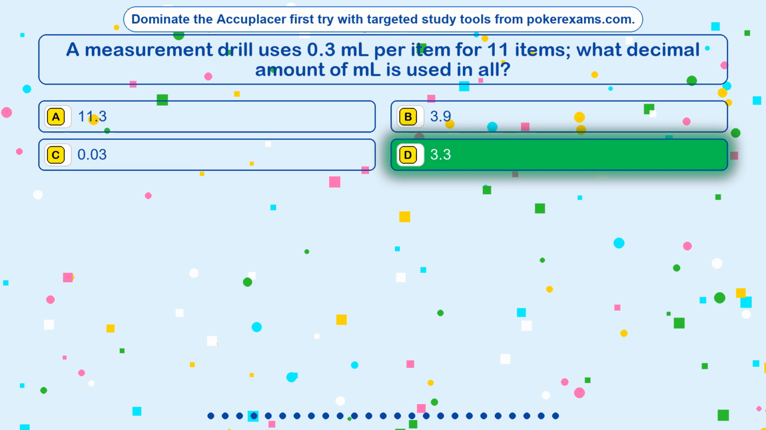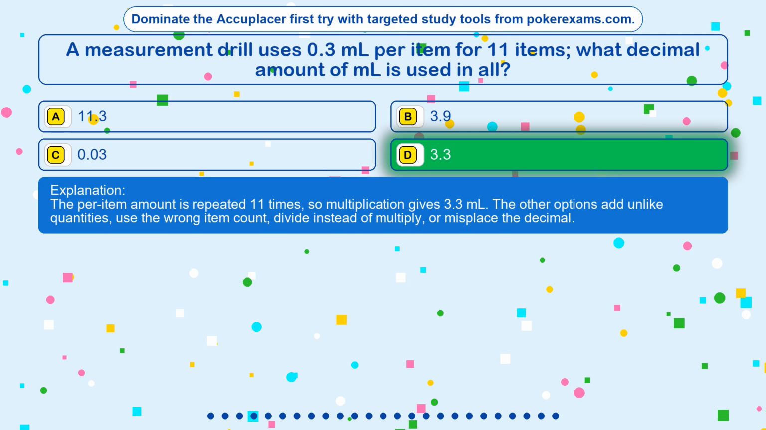The correct answer is option D, 3.3. The per item amount is repeated 11 times, so multiplication gives 3.3 ml. The other options add unlike quantities, use the wrong item count, divide instead of multiply, or misplace the decimal.